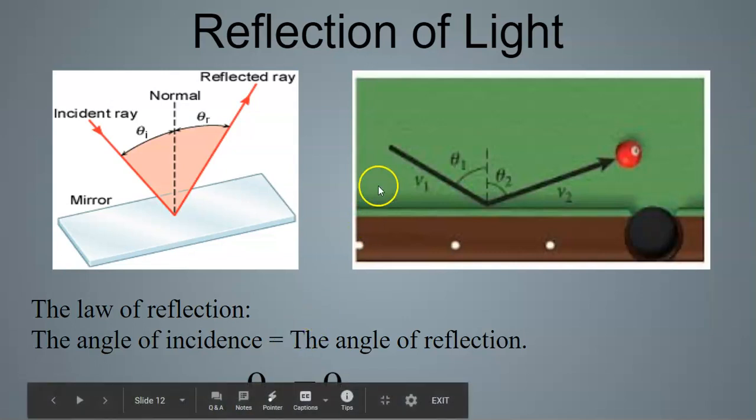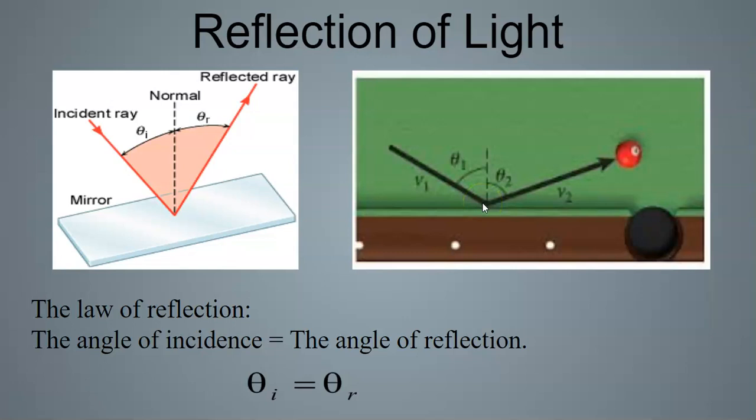You have probably observed that if a pool ball or some kind of physical object comes in, strikes a table at a certain angle, it's going to bounce out at that same angle over here. If this is a 40-degree angle, this has got to be a 40-degree angle. We always measure off of that normal line, that perpendicular to the table edge there.